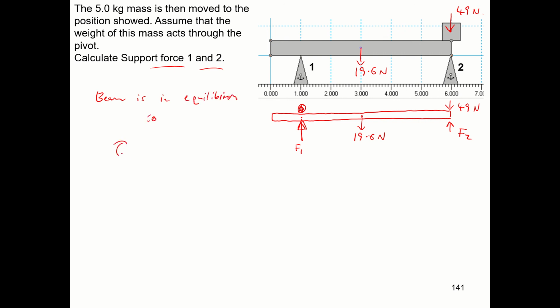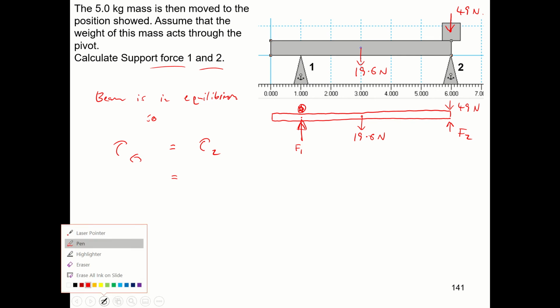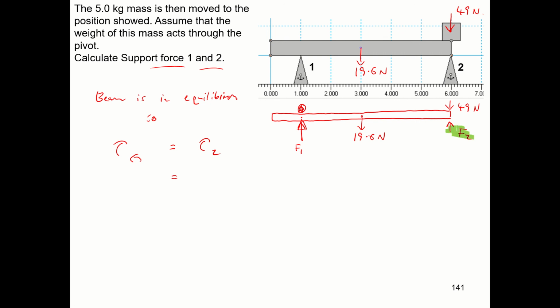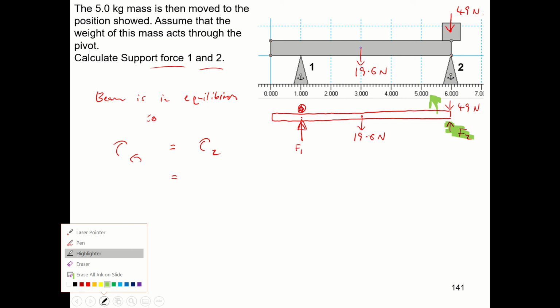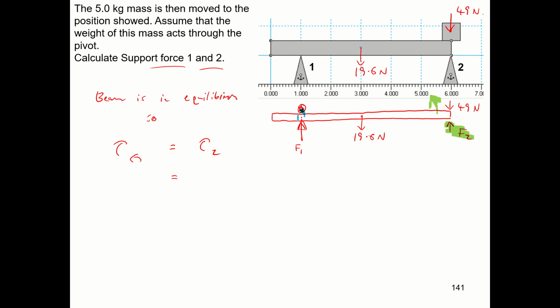So the anti-clockwise torques, and we call the others clockwise torques. The anti-clockwise torque is going to be any torque that's trying to tip my seesaw anti-clockwise. And here, that there is trying to move the whole beam anti-clockwise about my chosen pivot point. I'm choosing my pivot point here.